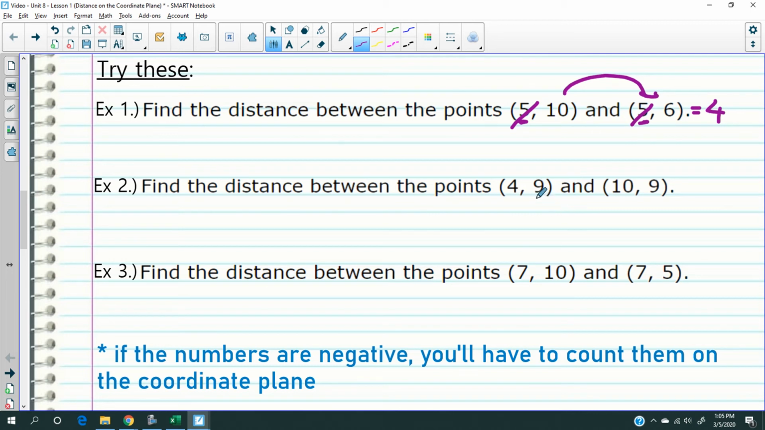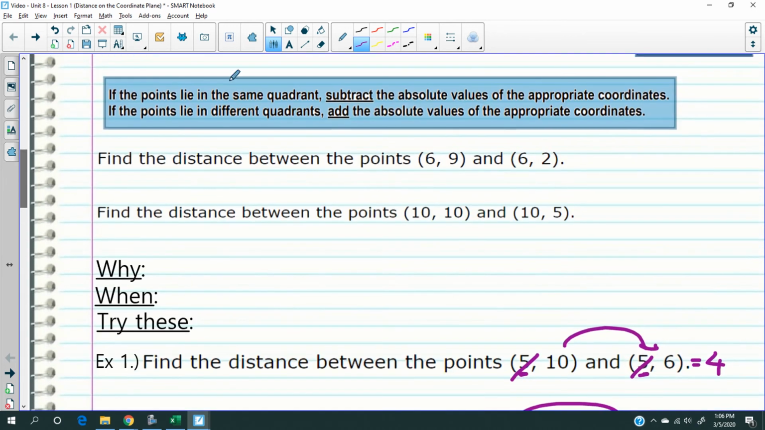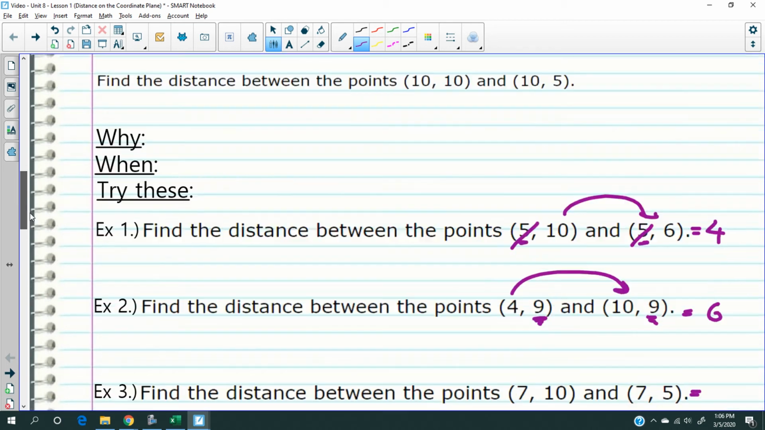Second one, which number is the same? Right, 9. So in other words, how far is 4 from 10? 6. By the way, don't worry about the direction. This one is going from a bigger to a smaller value, and this one is from smaller to bigger. It doesn't matter. You don't have to write a negative distance, because remember up here it says absolute value. So it doesn't matter.